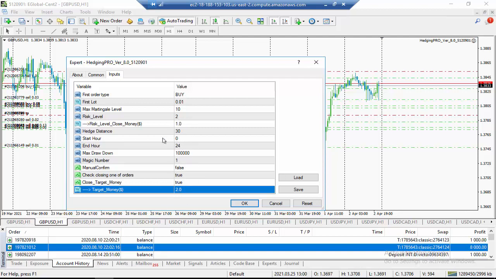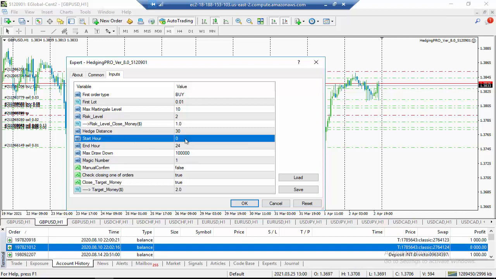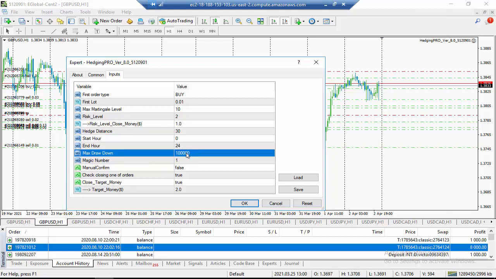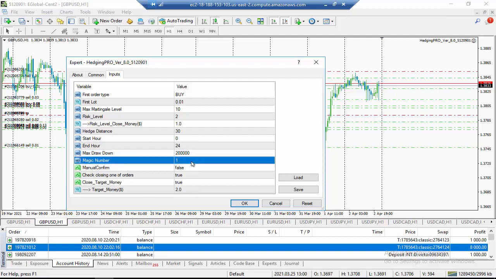Okay? Now, I want to trade 24 hours. That's why I put this as 24 hours. You can see, like I explained in the manual, my drawdown, I don't care. I put 100,000, which is my deposit, and I can even put 200,000 here. It doesn't really matter. But the figure I must put here must be more than my capital. That's what really matters. And if you look at this place, I put this magic number to become 1 because that's my first chart for HedgingPRO.